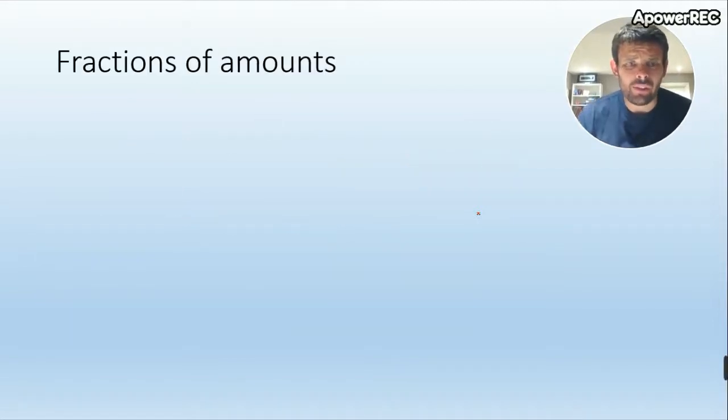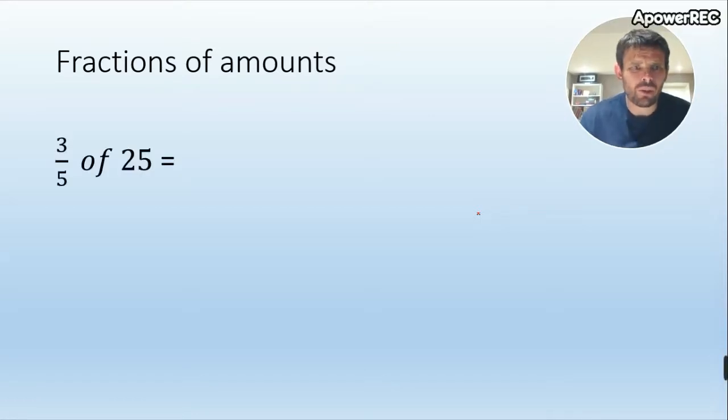And finally, on this video, we're looking at fractions of amounts. So we've looked at adding fractions together. But now if you were asked to find what is half of 20, or what is 3/4 of 30, what is 7/10 of 53, how do we do that? So if we were to ask what is 3/5 of 25, you may also see it written as 3/5 times 25. Both of those are exactly the same. They're asking you to do the same calculations.